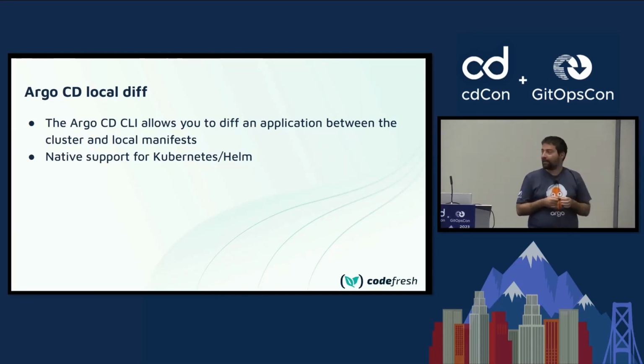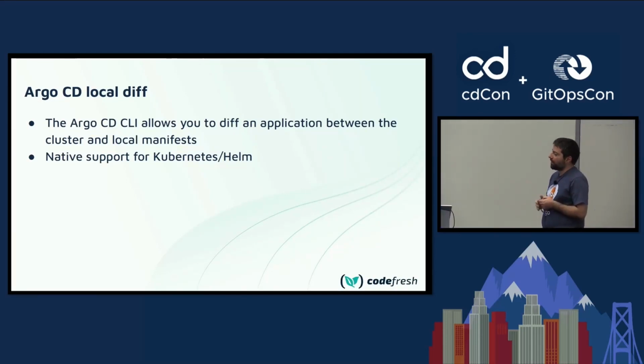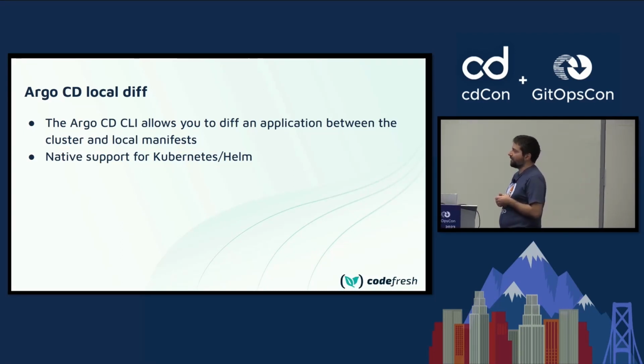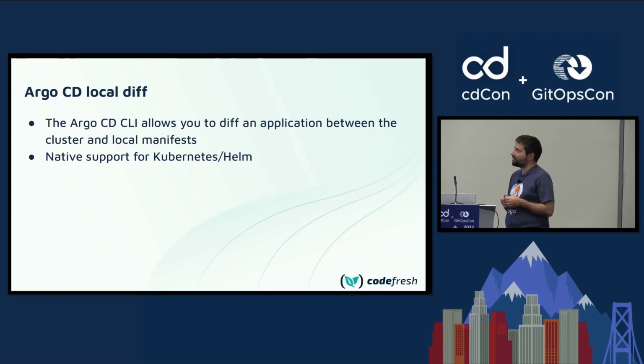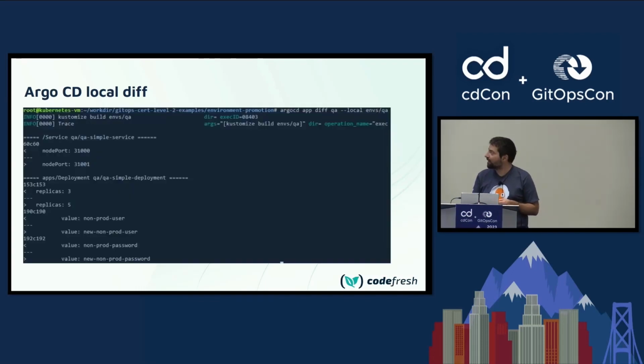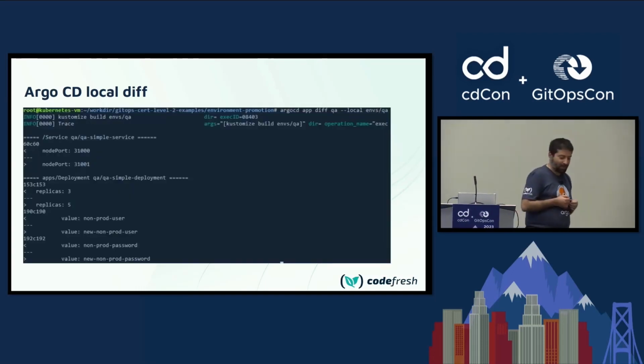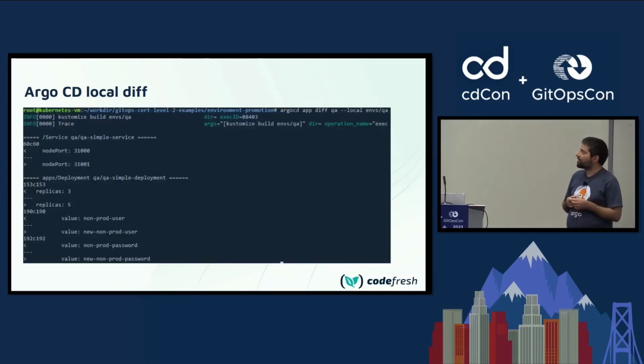So there is a similar capability with the Argo CD CLI that allows you to diff the application, like what is in the cluster against local manifests. And again, it has full support for everything that Argo CD supports. So if you're using Helm, it runs the templates. If you're using Kustomize, it applies the customizations. So this is how it looks. I run it here, and I see some changes.